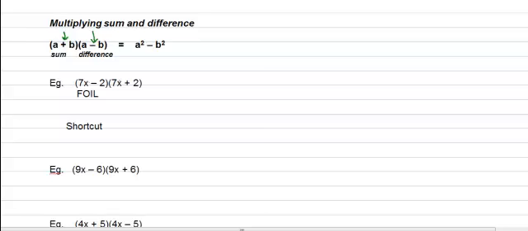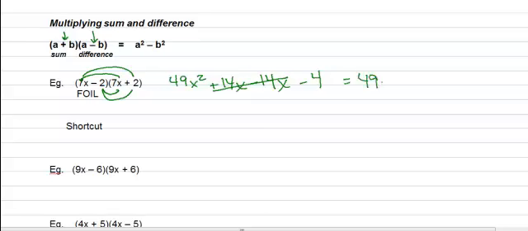So 7x times 7x, the first is 49x squared, and then we do outer, which is 14x, and then we do inner, which is negative 14x, and then we do last, which is negative 4. And when we combine like terms, we see positive 14x and negative 14x. That's 0, so that's gone. And we're left with 49x squared minus 4.